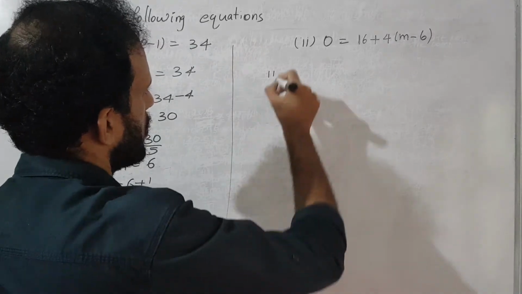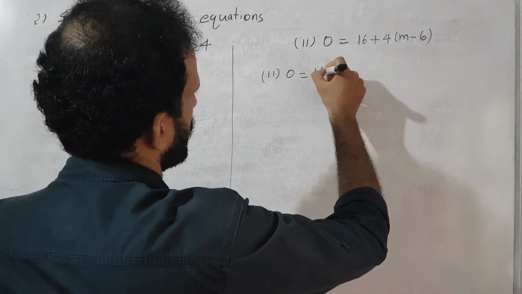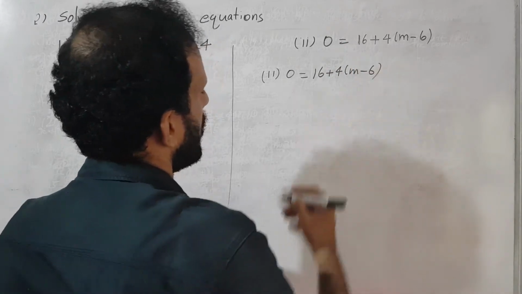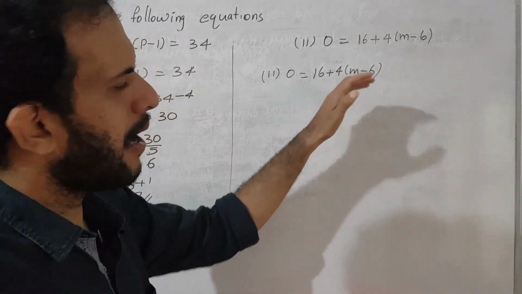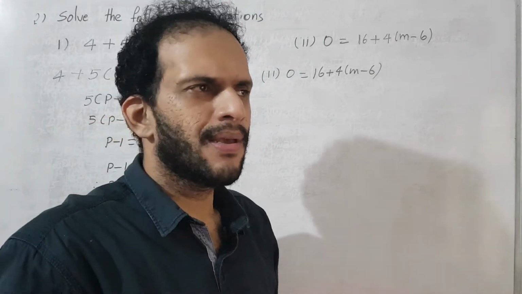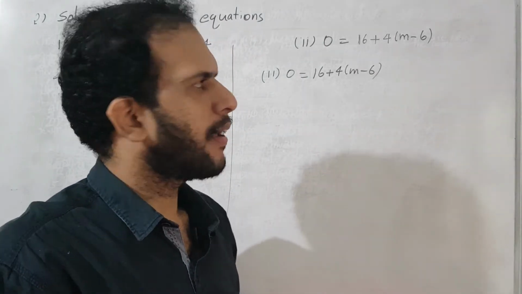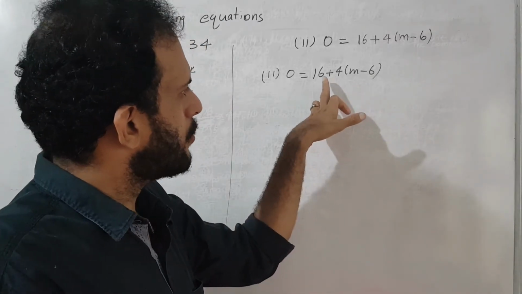Okay, then here what is the question? The question is 0 equal to 16 plus 4 into m minus 6. Where is the variable? The variable lies in the RHS. Okay, it's not a problem. It lies in the RHS or LHS, we follow the same idea. Okay, here also we have an additional number.